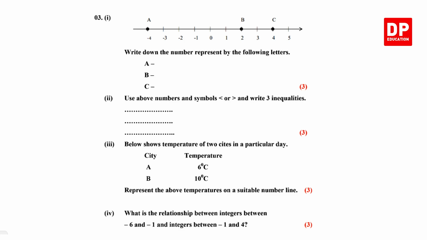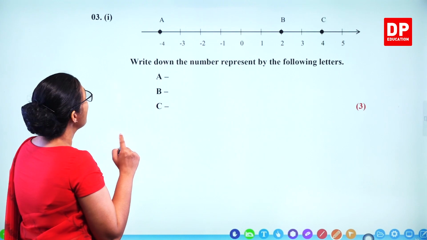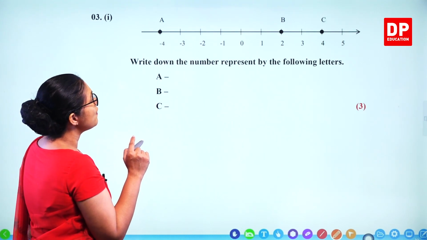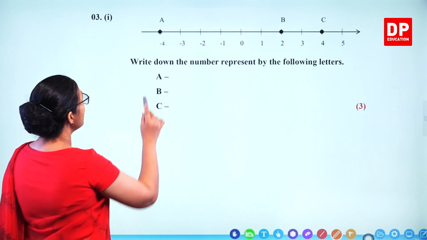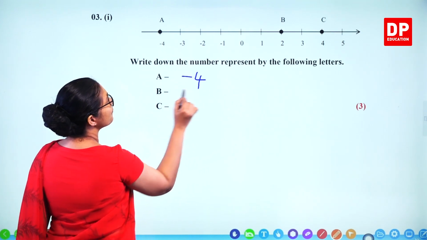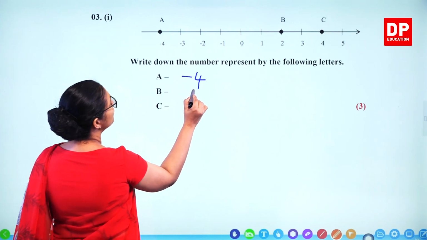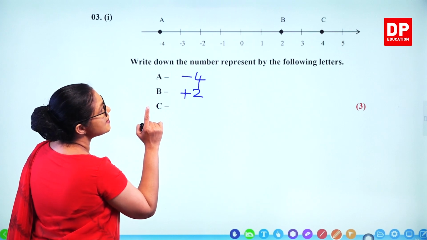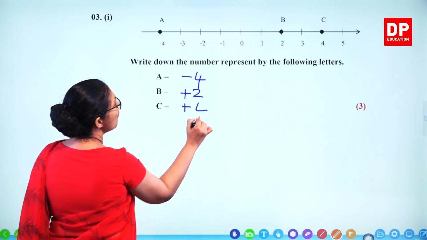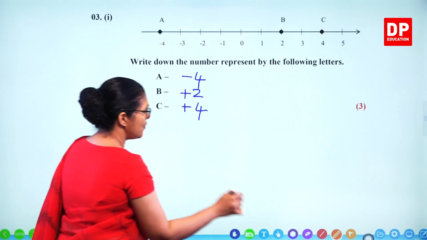Question number 3. You get 4 parts. Write down the numbers represented by the following letters. A, that's -4. B, that's positive 2. And C is positive 4. So you get 3 marks there.